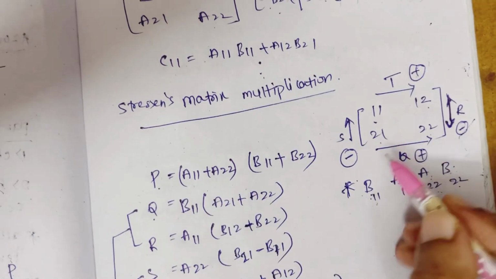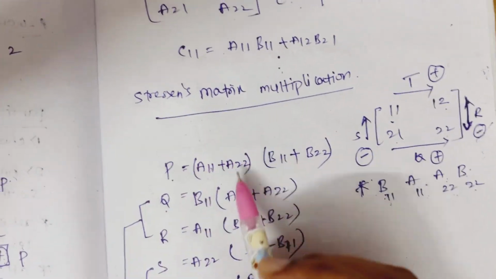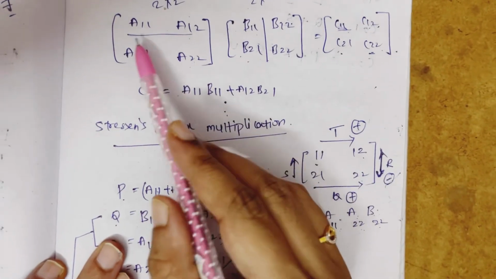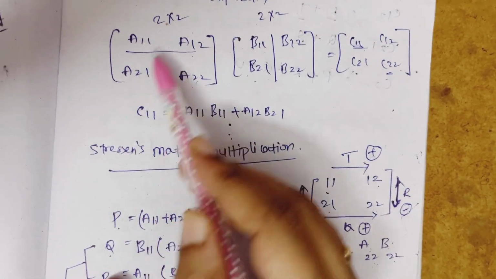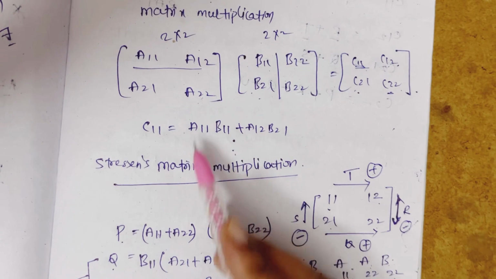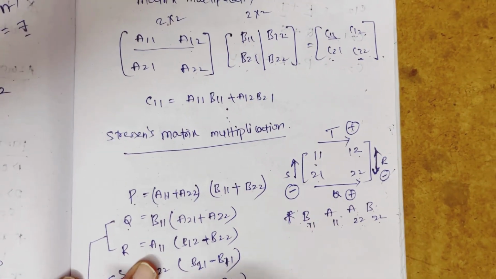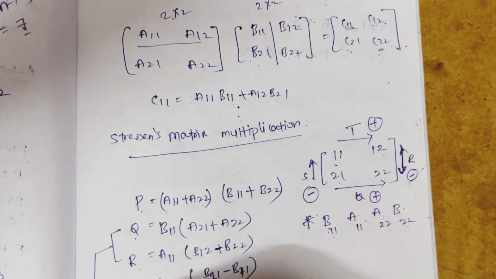Next, the P value and Q value come as they are. How to calculate the P value? The diagonals of each and every matrix are added. So diagonal means A11, A22: A11 plus A22, and B11 plus B22. Right? So now the Q, R, S, T values.